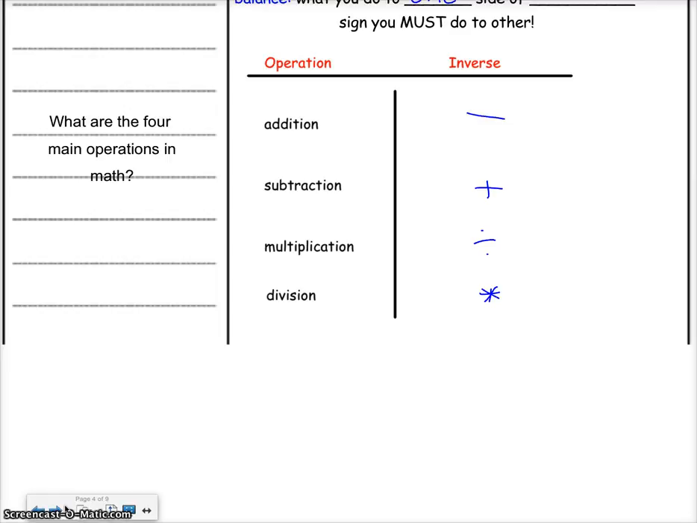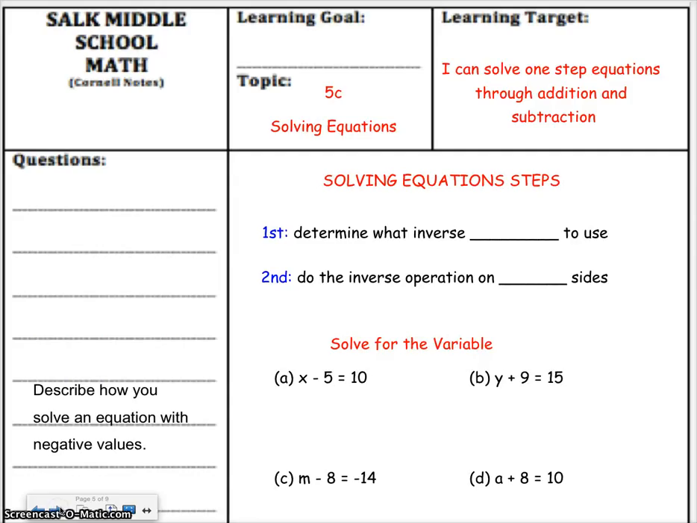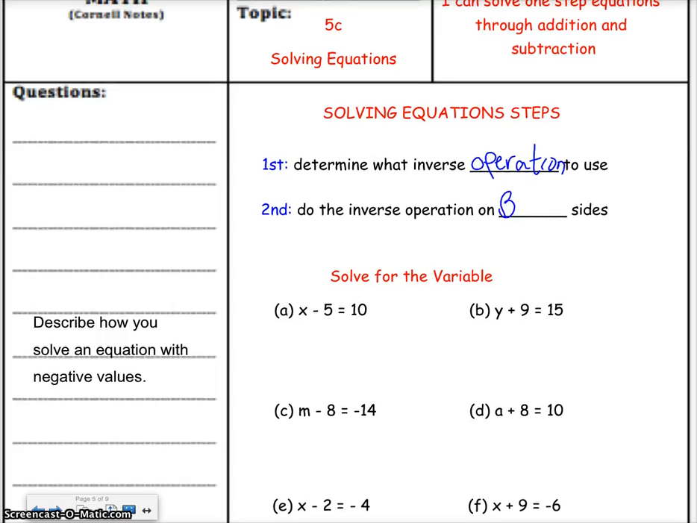Okay, so let's start applying this and solving some equations. One step are nice and easy. You only have to do one thing. So really what I say in my brain when I'm solving, I determine what inverse operation I'm going to use. So in my brain I say, okay, how do I get rid of it? What's the opposite? And then I do it to both sides.